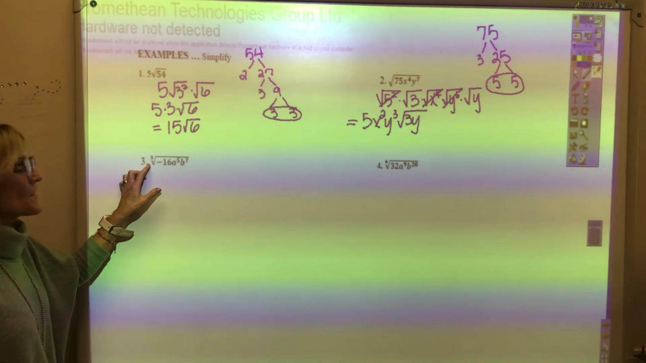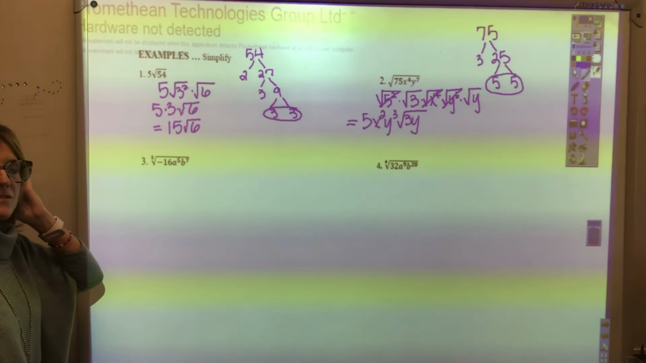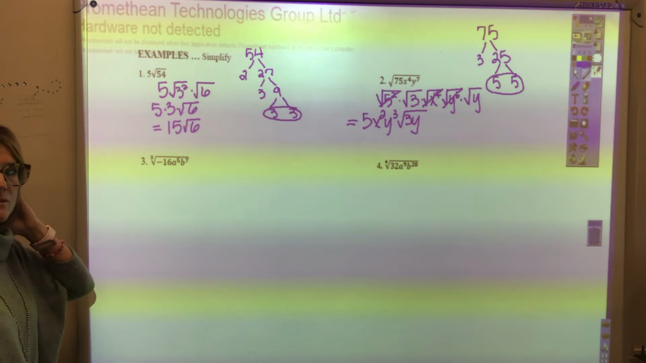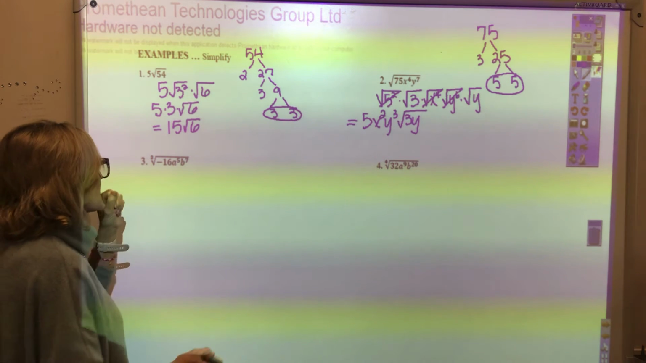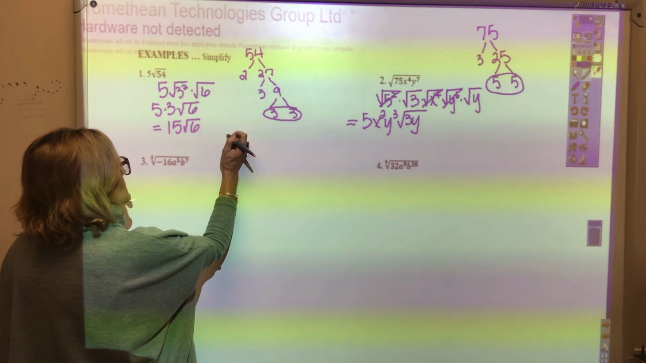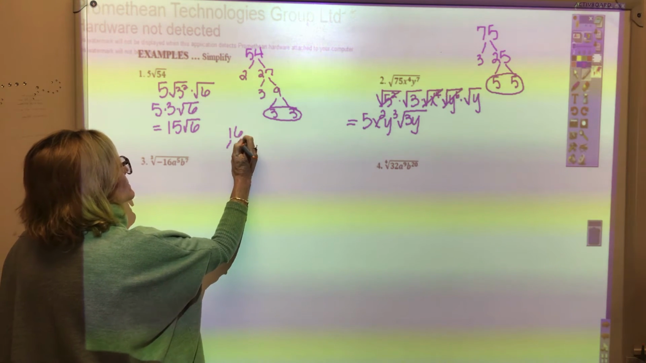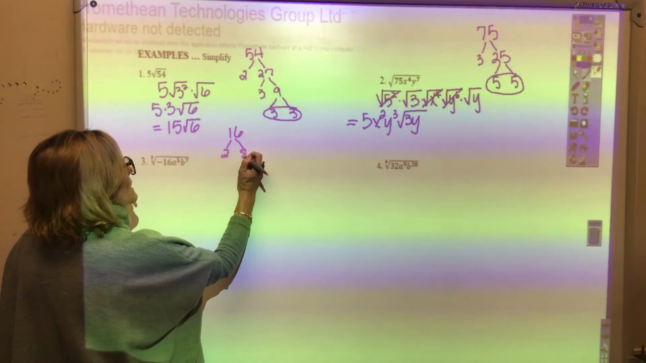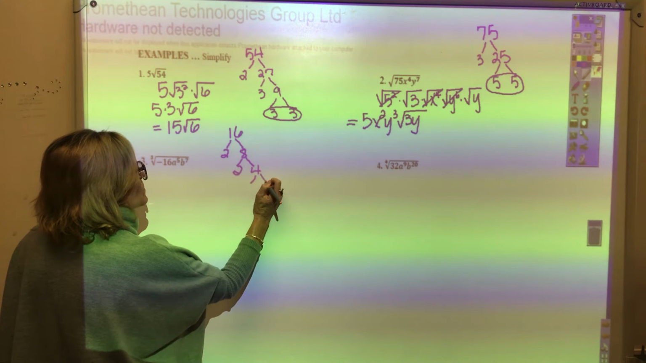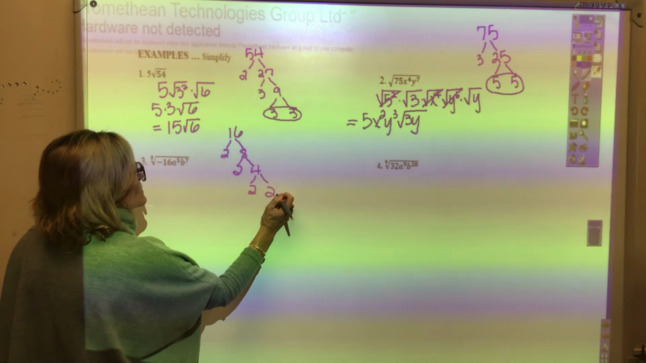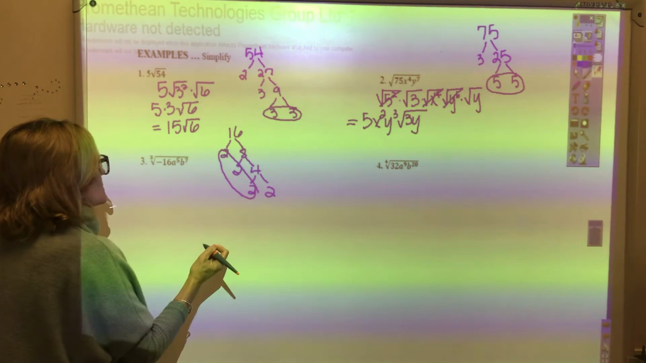Now we're moving to the 3rd root. So we want to get powers of 3 instead of powers of 2. We want powers of 3 that we can pull out. So let's take negative 16, or just take 16 to start with. It's divisible by 2. 8's divisible by 2. 4's divisible by 2. If you can see, we've got 2 to the 3rd times 2.